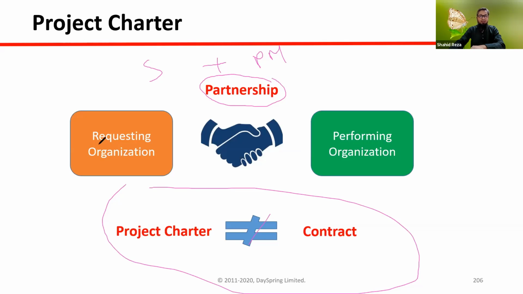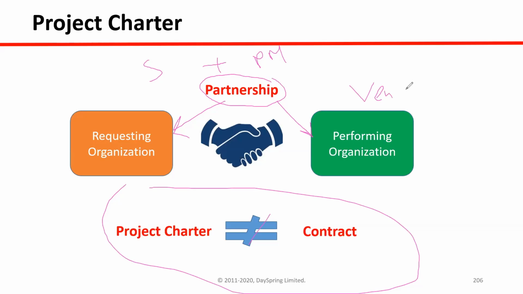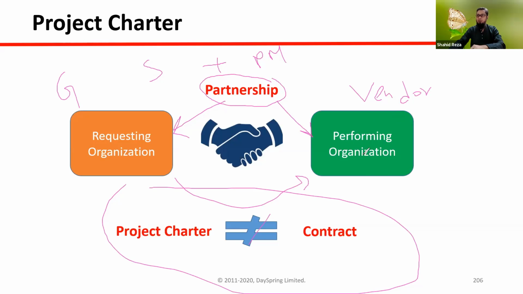Again, here you see project charter is partnership between what? Requesting organization and performing organization. If you are working in a contract-based project, you are working as a vendor. In government project, what happens? Government is here. They are not doing anything actually. They are actually contracting out the project to the vendor organization or supplier organization.